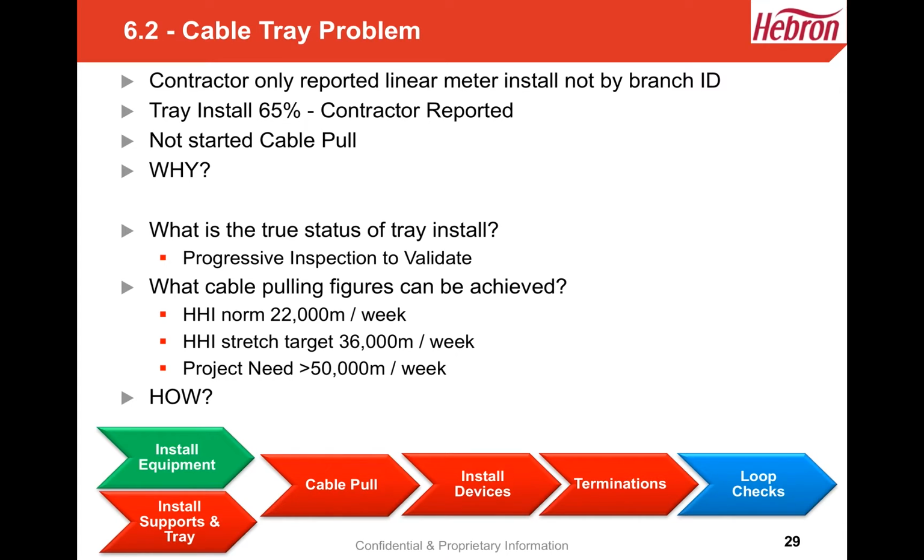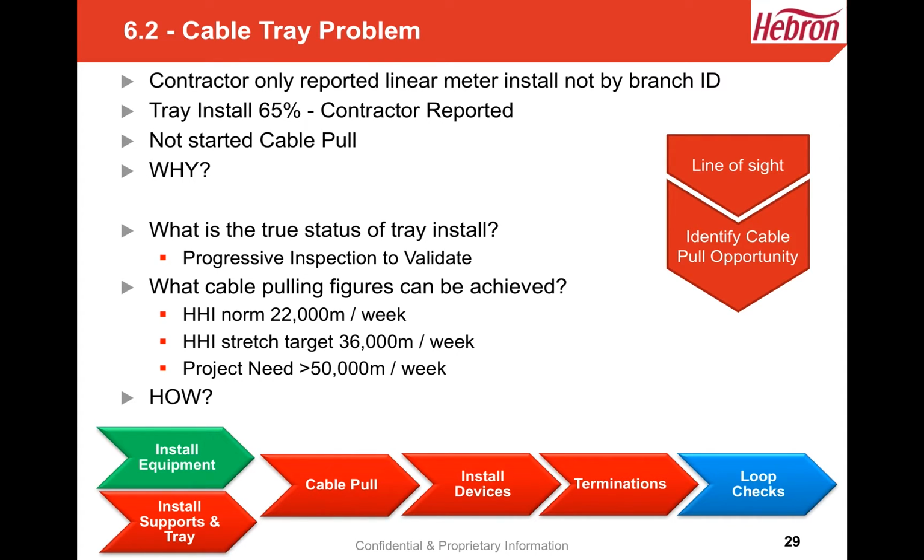What we didn't have visibility on was the supports and tray infrastructure, which ultimately is what cables sit in, and that was what was holding up cable pull. We would then also need to know the status of the 18,000 devices, which would open up our termination sequence, which in turn then drives our static checks for commissioning. So what we needed to do was first get line of sight.